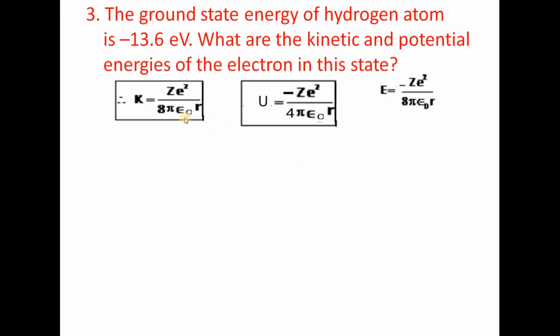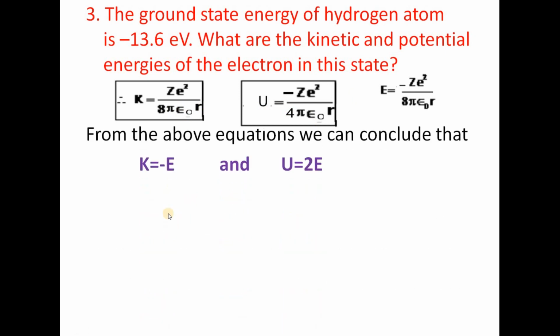As we know, there are equations connecting kinetic energy, potential energy and total energy: K equal to minus E and U equal to 2E. If you analyze these equations, we come to know that K equal to minus E, where K is kinetic energy and E is total energy, and U equal to 2E, where U is potential energy and E is total energy. Using these two relations, we can calculate this problem.